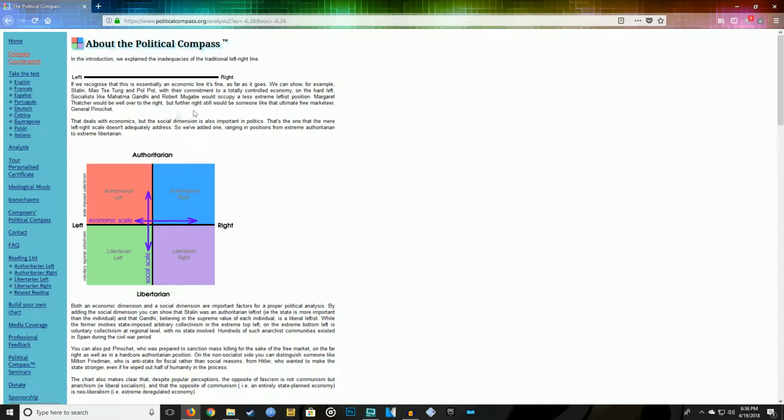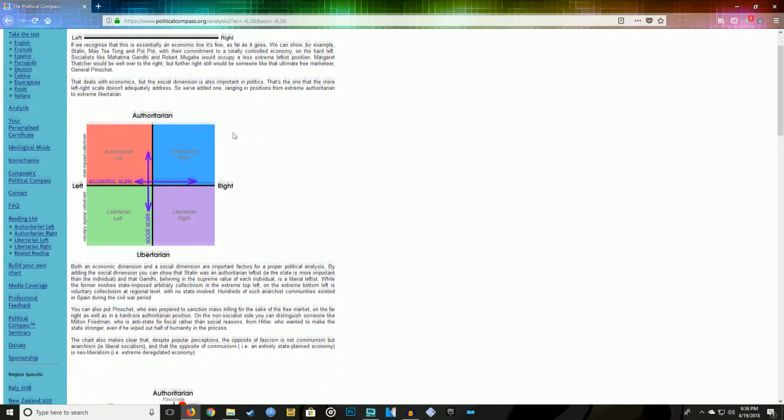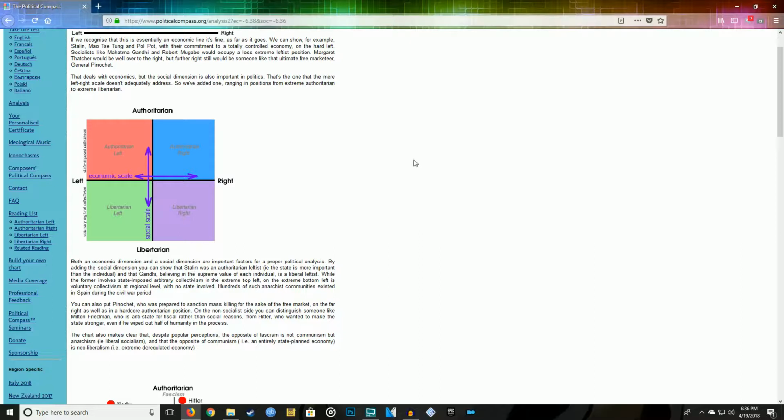That deals with economics, but the social dimension is also important in politics. That's the one that the mere left-right scale doesn't adequately address. So we've added one, ranging in positions from extreme authoritarian to extreme libertarian, which is shown here. Both an economic dimension and a social dimension are important factors for a proper political analysis.